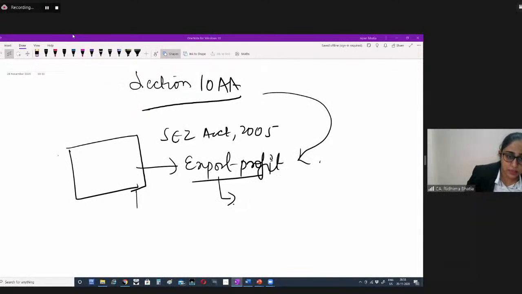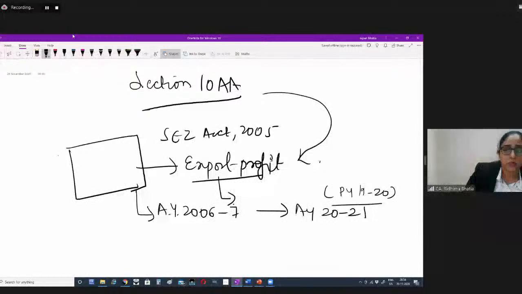They should commence the operation, that is, commence the manufacture or production of articles, anytime from assessment year 2006-7. They had to begin their production. Then only you will get the deduction.